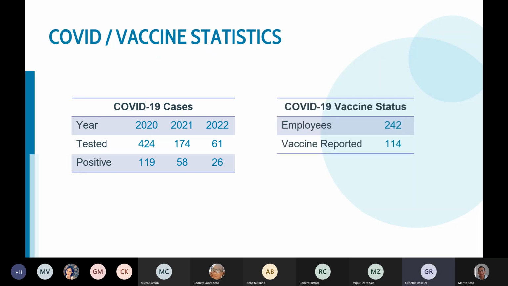And moving on to the vaccine status, the people that have submitted their vaccine cards, where we have a copy. Out of the 242 employees that are currently active, 114 of them have submitted a copy of their vaccine cards. So that makes it around 45%. 47. But who's doing the math right? So that increased a little bit.